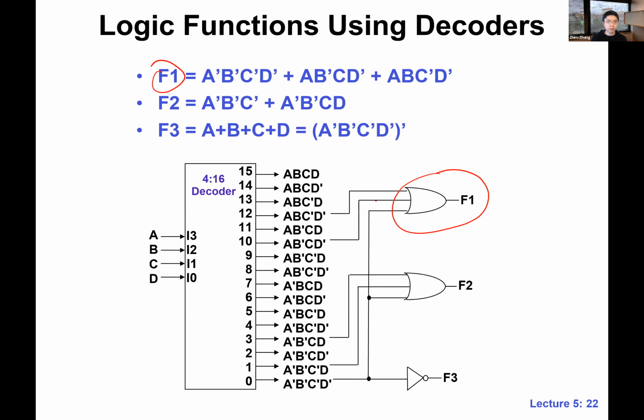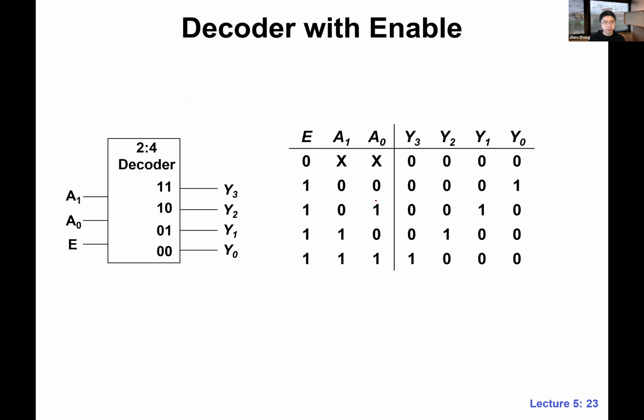For example, F2 and F3. I'm not gonna spend too much time over here. Hopefully this is intuitive enough, since you guys are already familiar with some minterms. So with minterms, we can do all sorts of things. We can do sum of products. That's how we use the decoder to implement logic functions. But actually the decoder is more useful in memory systems, which is something that we are going to discuss later on.